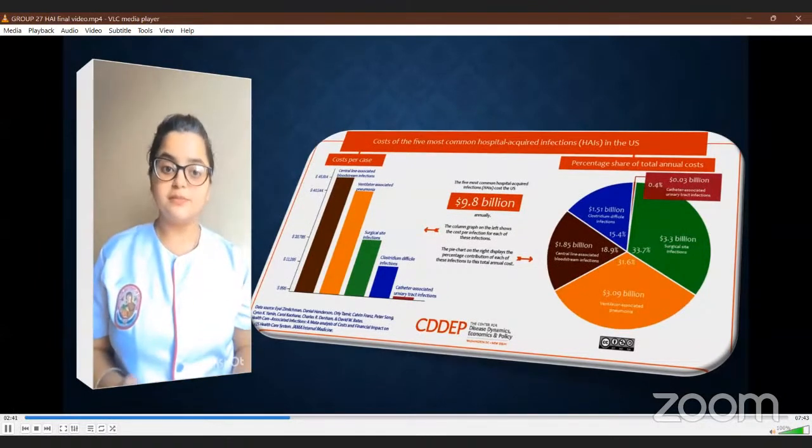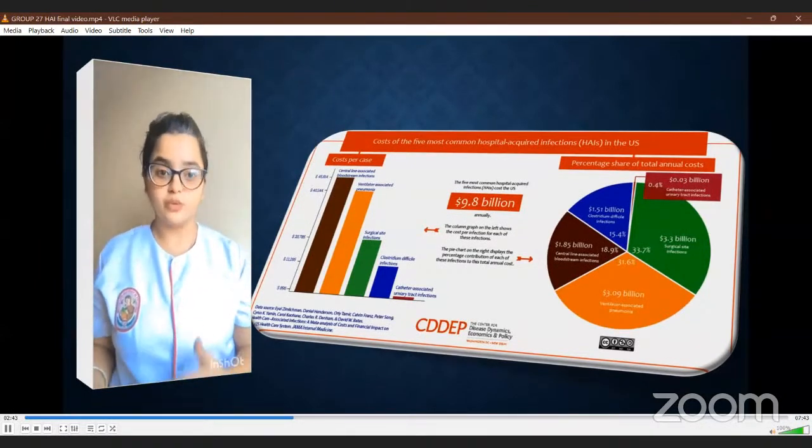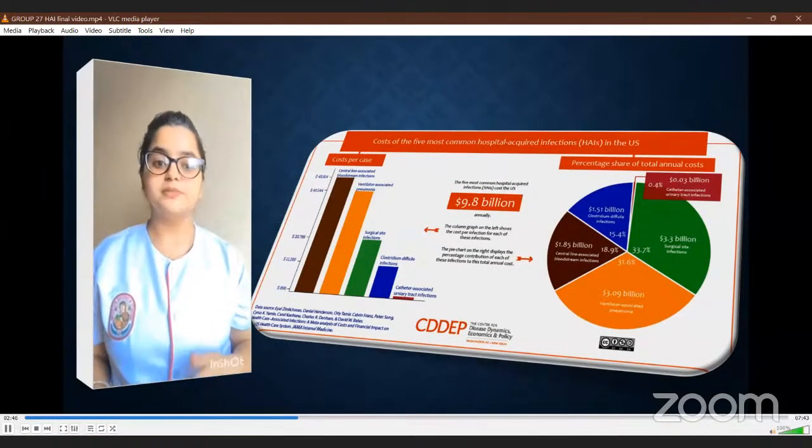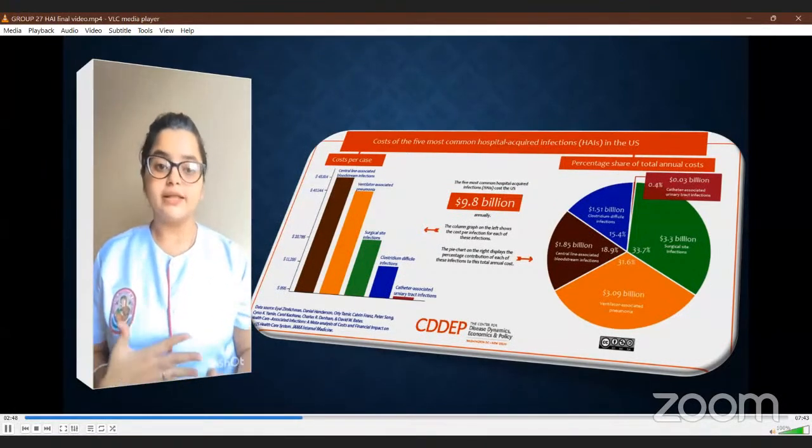This picture shows two types of graphs. The bar graph on the left shows the cost per infection and the 5 most acquired HAIs. The pie chart on the right shows the percentage contribution of these infections to the annual cost.